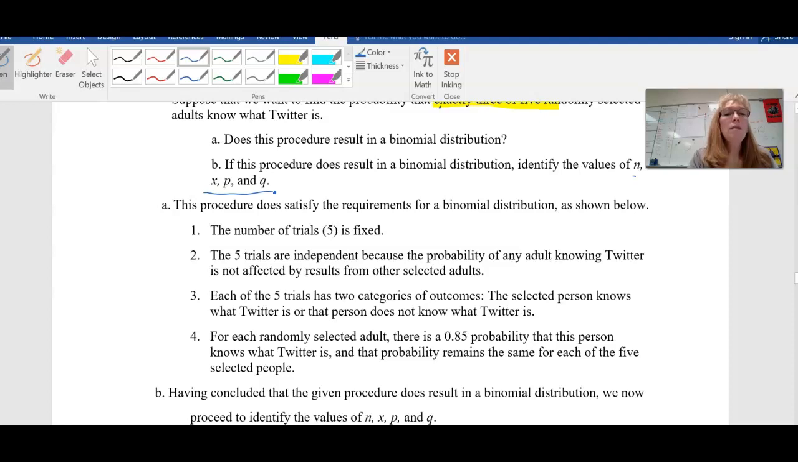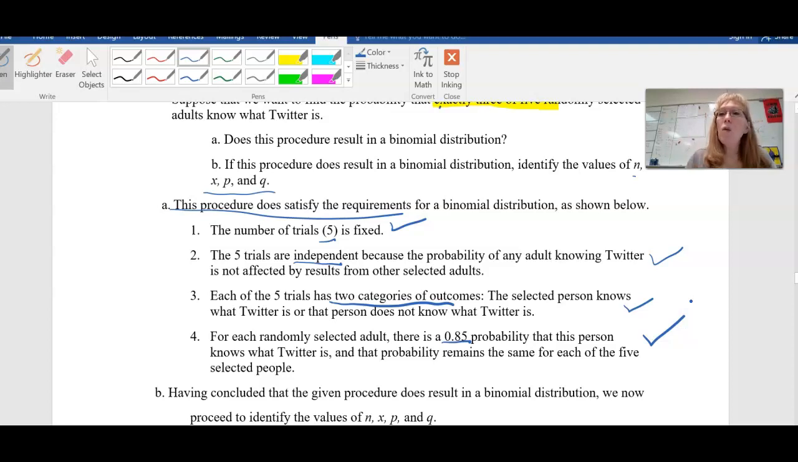The number of trials. So we need to satisfy our requirements. Do we have a fixed number of trials? We have 5. Yes. Are they independent? We replace them. So yes, they are. Each trial has 2 categories. So they either know or they don't know. So it meets that one. There is a probability of 85%. So that never changes, which means we also have 15% of failure. Check. All 4 are checked.